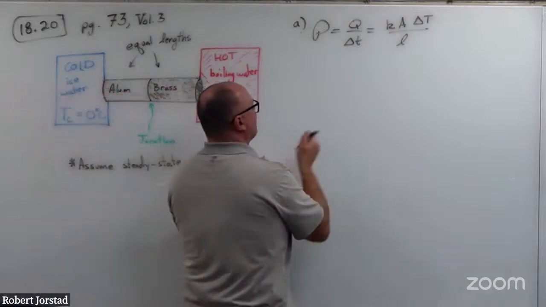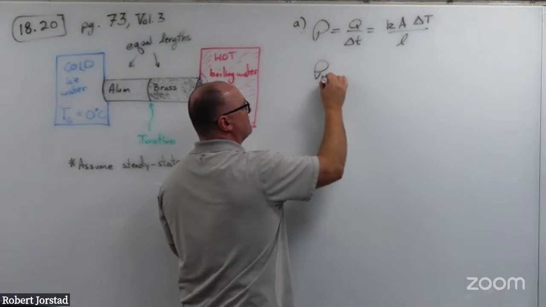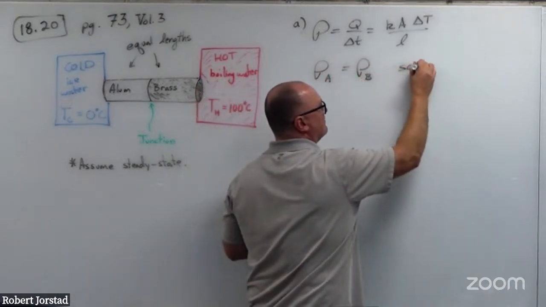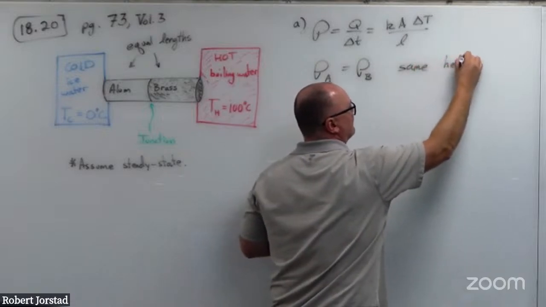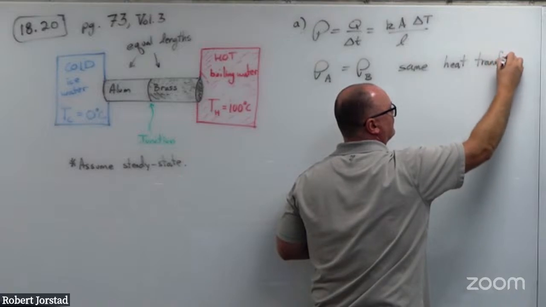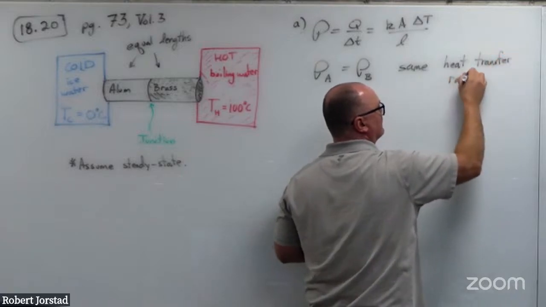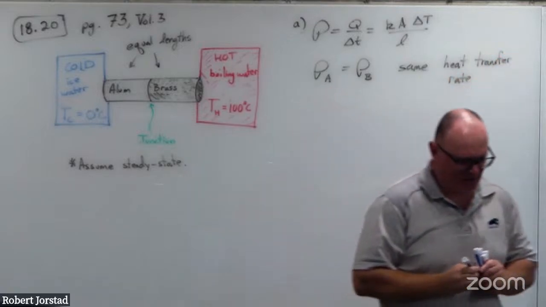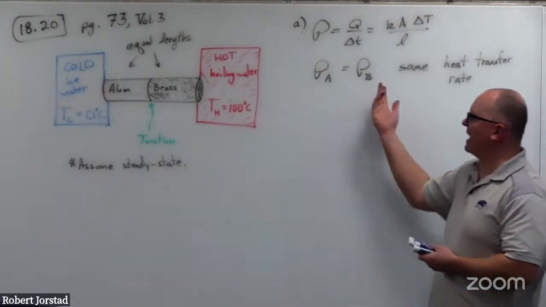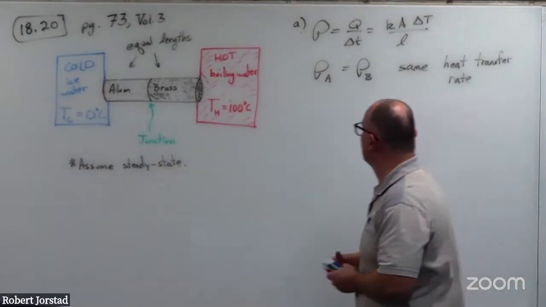So maybe I'll say that this way. In steady state, power A equals power B, same heat transfer rate. All right. And I think that was part A. Yes. So we're assuming if they have the same power, they have the same conduction. All right.